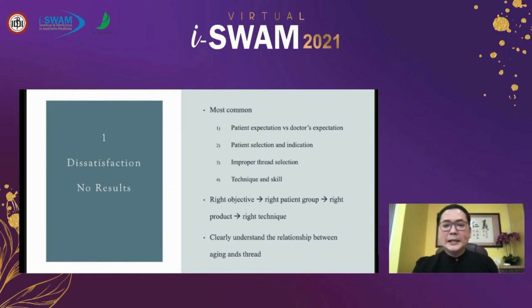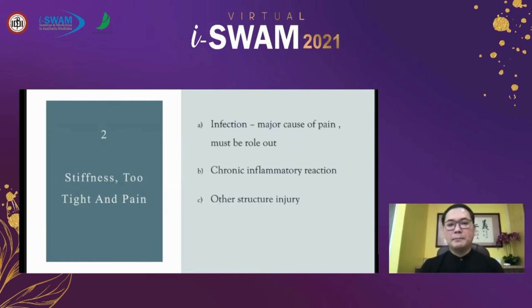So clearly understand the relationship between the aging and the thread. All this must be practiced. So if the patient comes back with the stiffness or too tight or pain, first thing we always have to talk about is whether there's an infection or not. So always think of infection first. This point must be ruled out before you talk about others. That's why during the procedure, sterilization is really important, must be done under sterile condition. So sterile gloves and then disinfect the whole area, don't touch here and there with the thread.